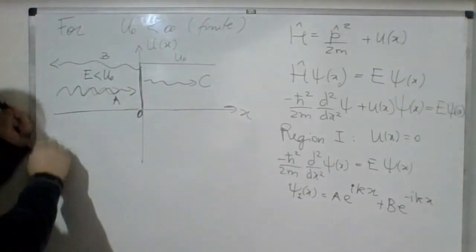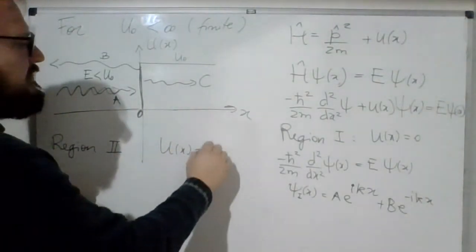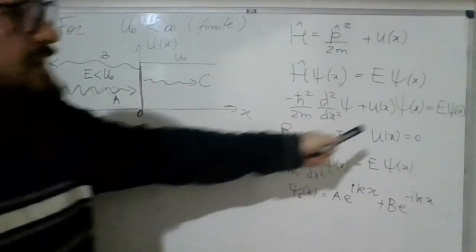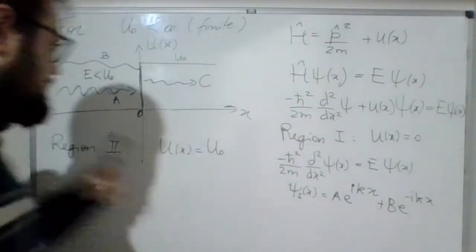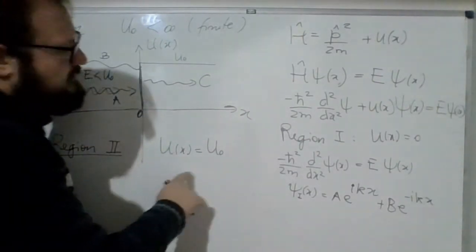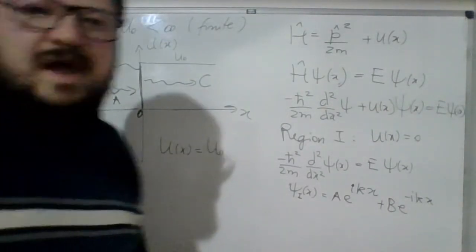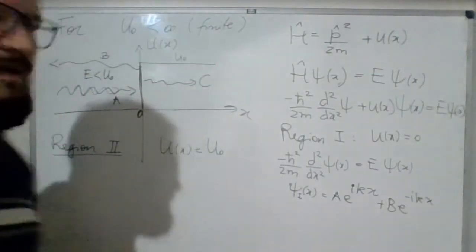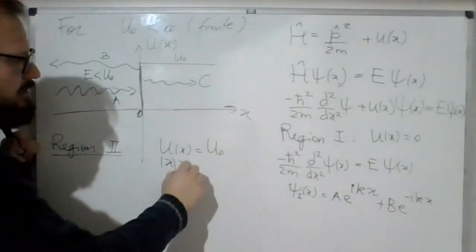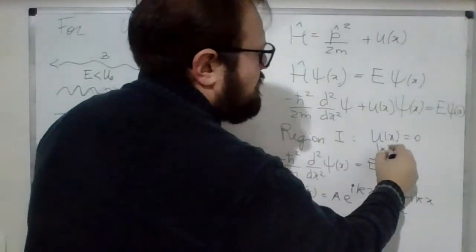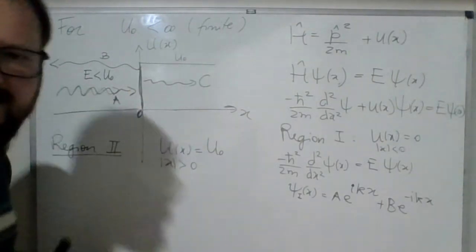And you will also have a region 2, where u of x is some constant u naught. You are trying to calculate energies lower than u naught in this case. Of course, if you have energy values greater than u naught, you can have a wave propagating throughout all the space. But in this scenario, region 2 corresponds to x greater than 0, and this region corresponds to x lower than 0. For x equal to 0, you have a discontinuity in the potential, all right?